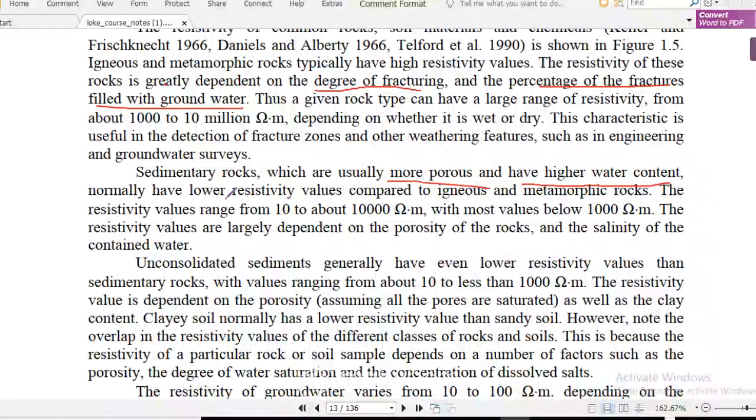The resistivity values are largely dependent on the porosity of the rock and the salinity of the contained water.